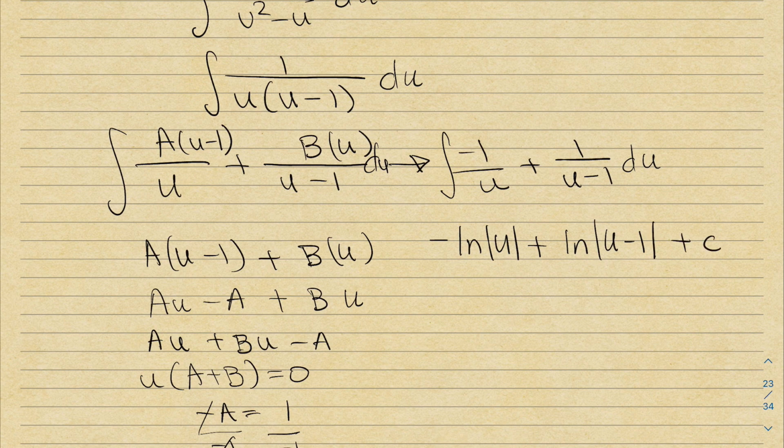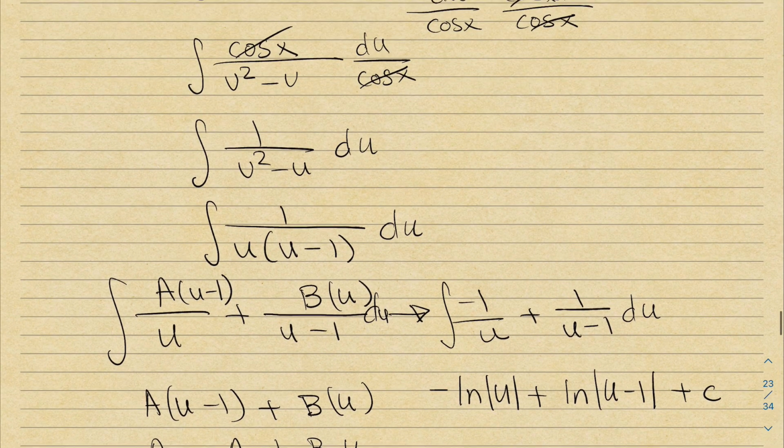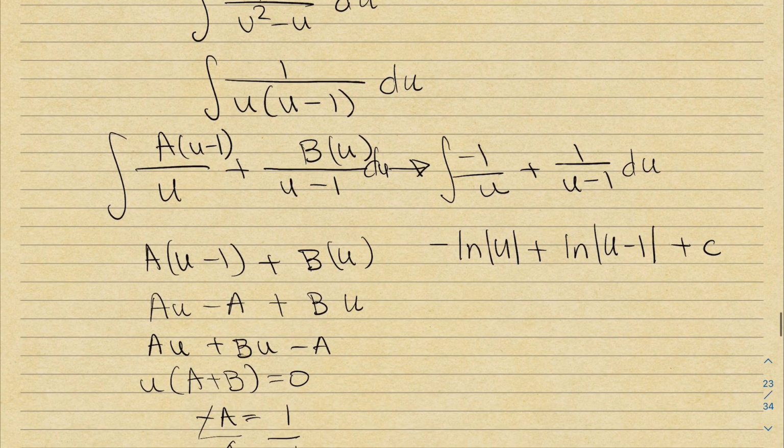We don't end here because u was a substitution of sine x, so we're going to put sine x back in. That's negative ln of the absolute value of sine x plus ln of the absolute value of sine x minus 1 plus the constant, and that is it.